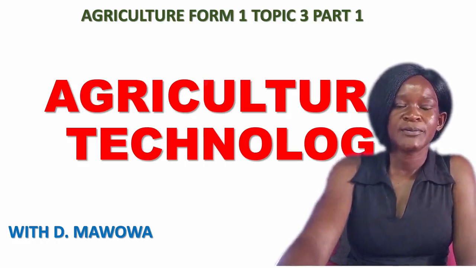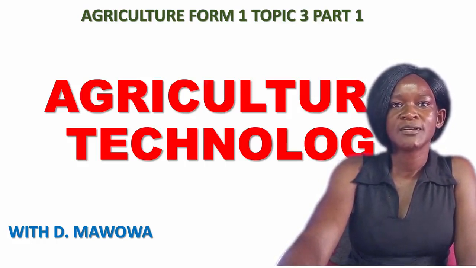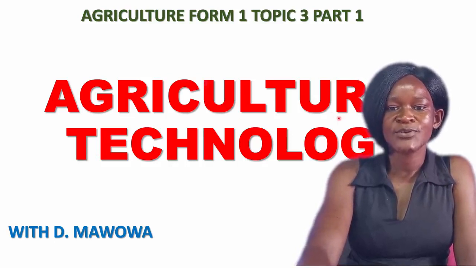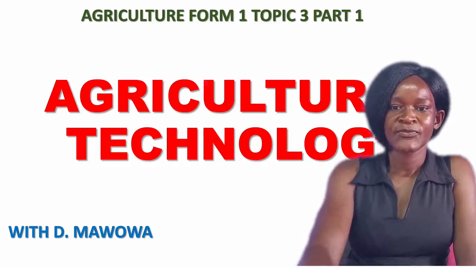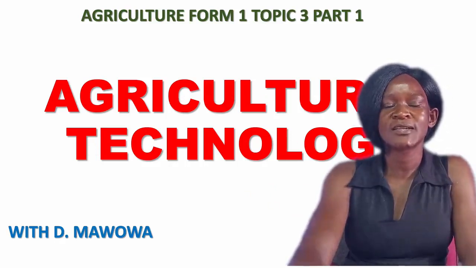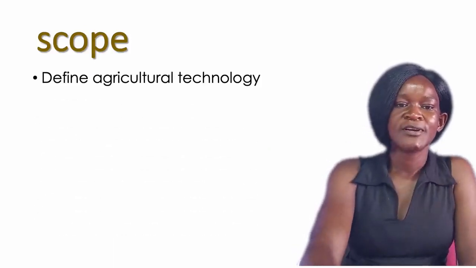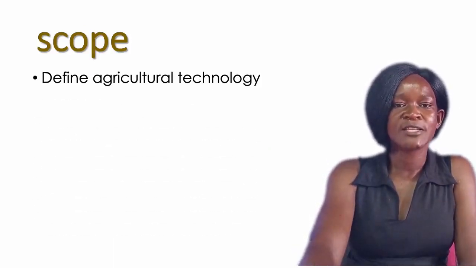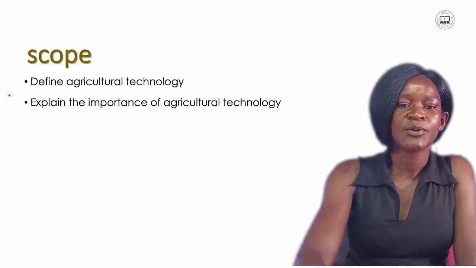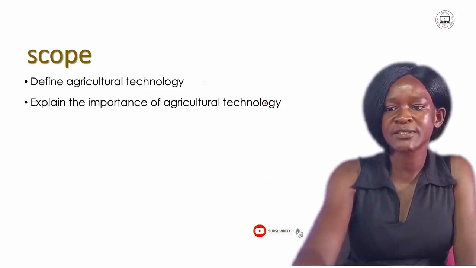Welcome back once more. We're still on Agriculture Form 1, and now we are on topic number 3, and this is agricultural technology. Under this topic, we're going to discuss a number of things, and the first thing is for us to define the term agricultural technology. Then later on, we're going to explain the importance of agricultural technology.